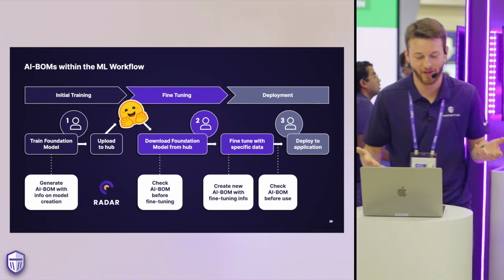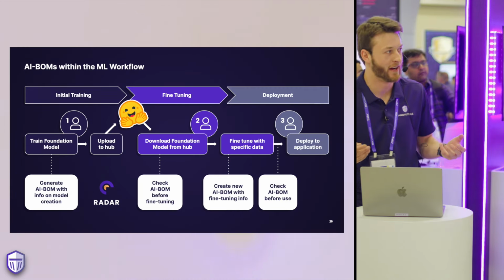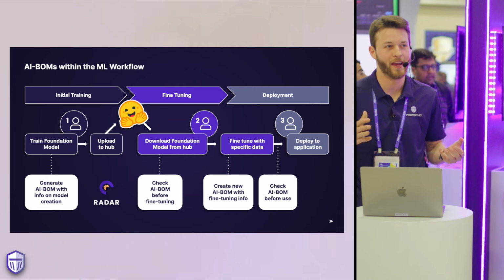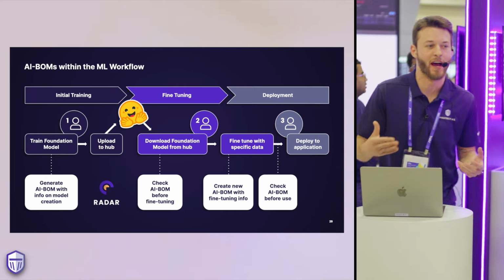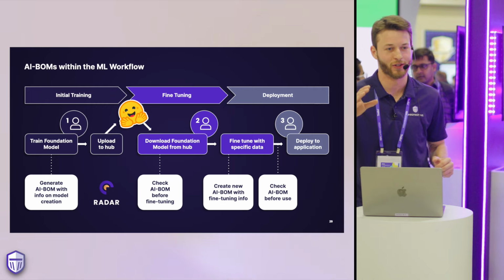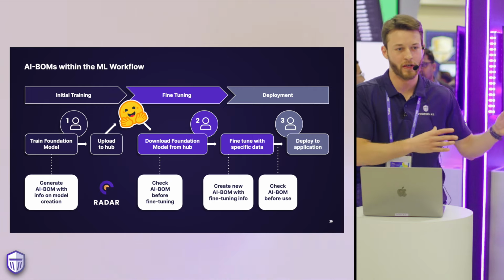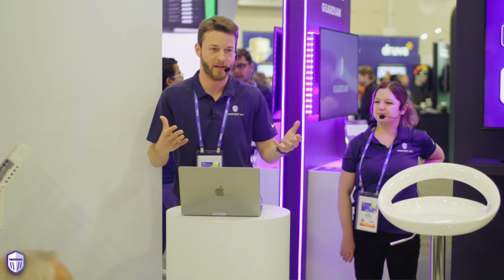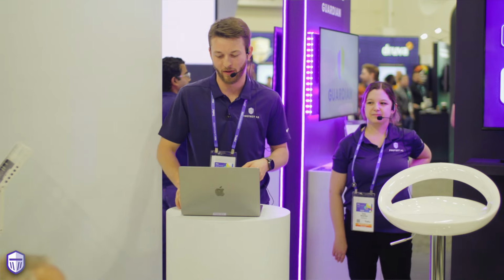So then you fine-tune the model with your own specific data, and then Radar can actually create a new immutable AI bill of materials for that fine-tuned model, so that you can actually not just rely on the old foundational model bill of materials, but you can have a new bill of materials that reflects the new fine-tuning data that went into this new iteration of the model and references the original foundation model bill of materials.